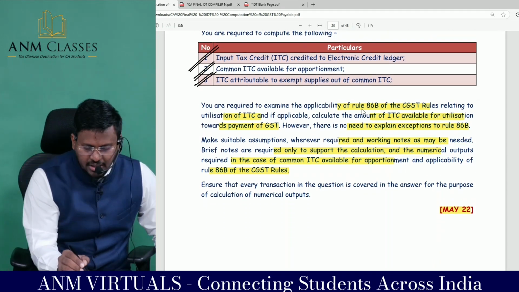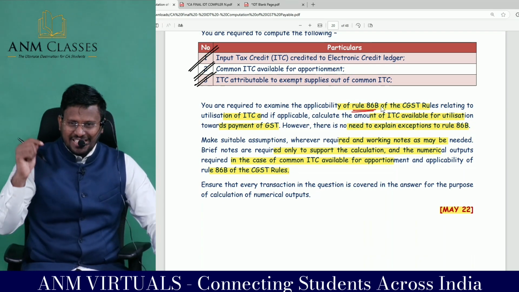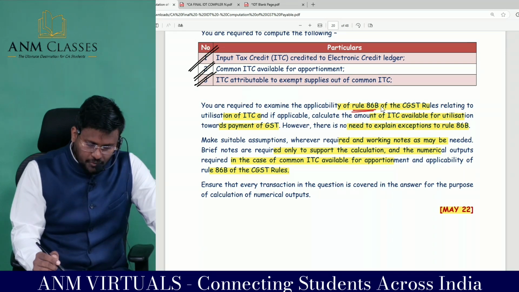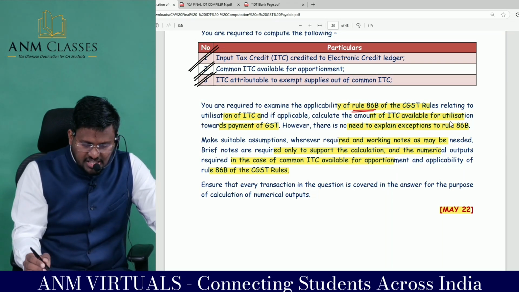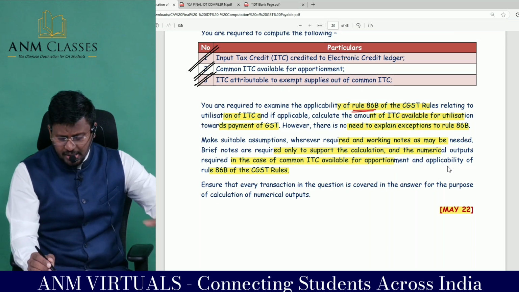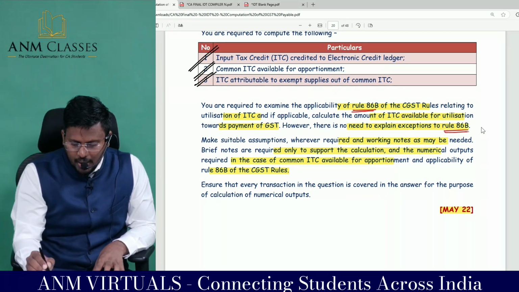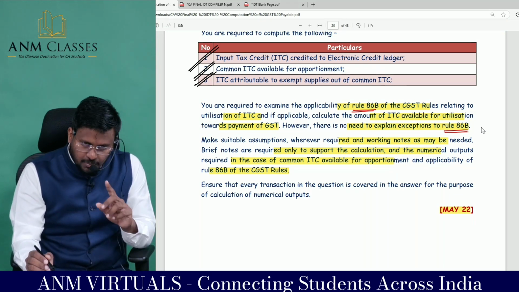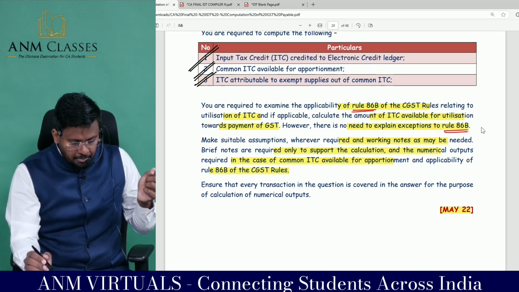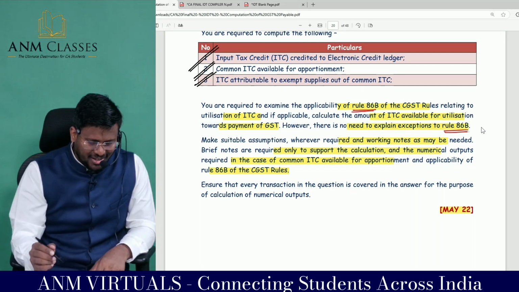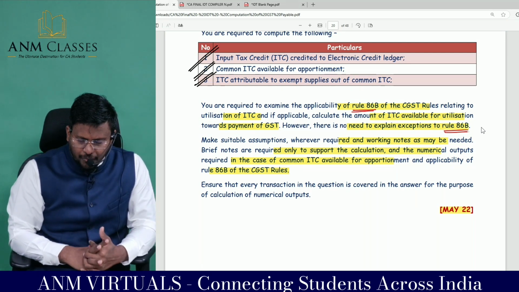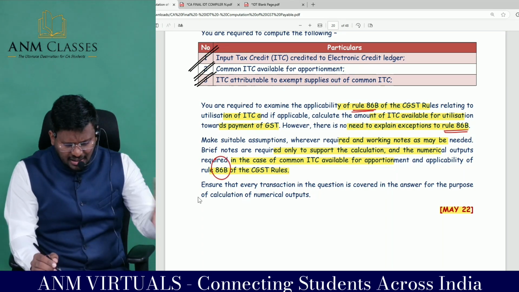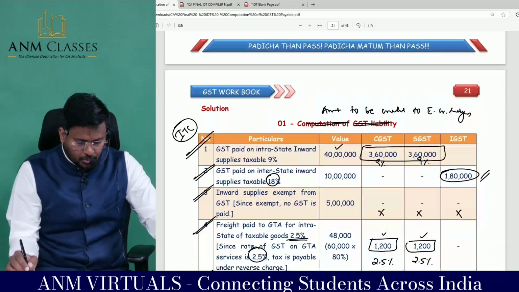You are required to examine the applicability of Rule 86B. 86B is a restriction in the CGST rules relating to utilization of ITC, and if applicable, calculate the amount of ITC for utilization towards payment of GST. However, there is no need to explain exception to Rule 86B. Make suitable assumptions wherever required and working notes as may be needed. We have done so many assumptions. Brief notes are required only to support the calculation, and numerical output required in case of common ITC available for apportionment and applicability of Rule 86B of the CGST rules. Ensure that every transaction in the question is covered in the answer for the purpose of calculation of numerical output.